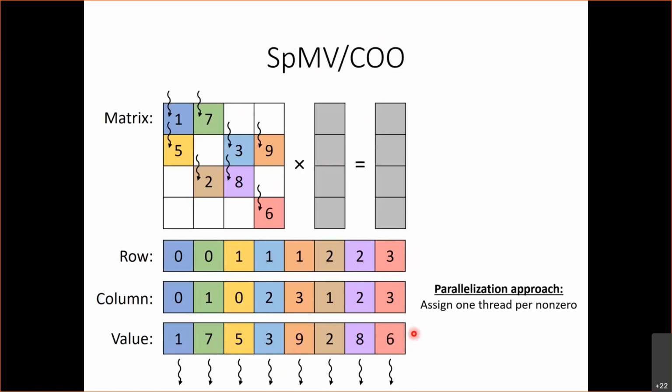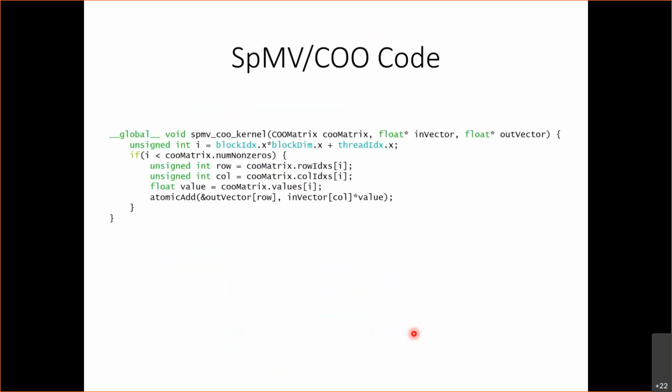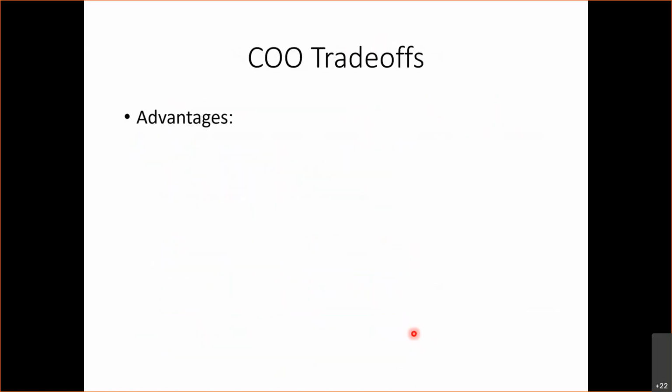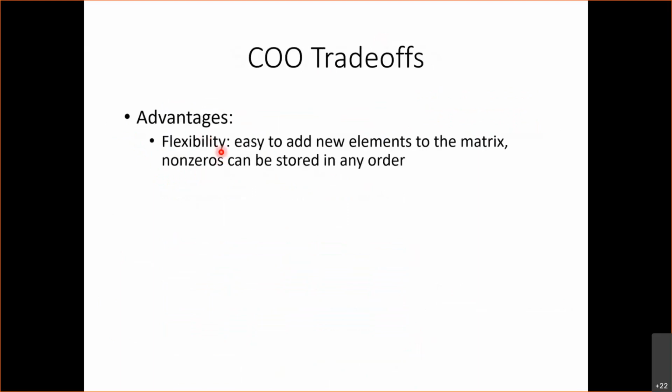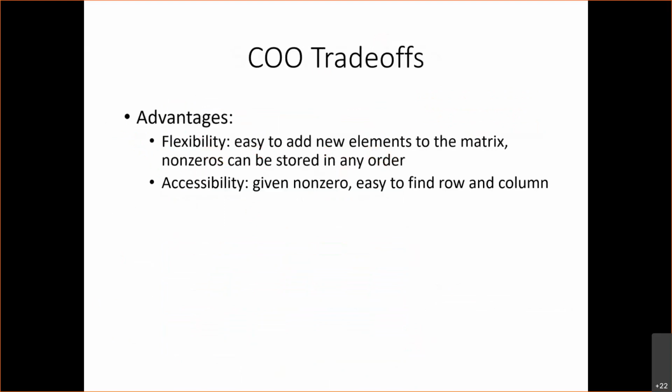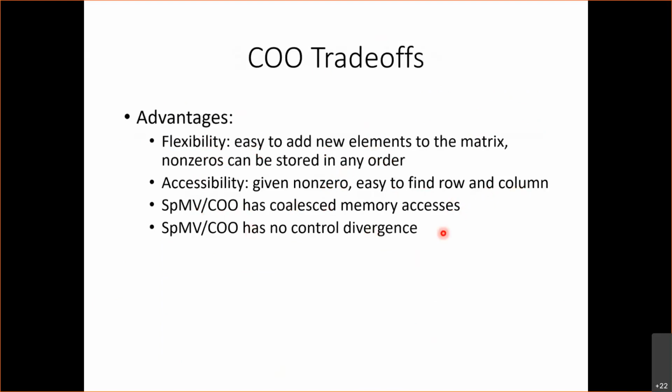So if we talk about the advantages of COO, it has good flexibility because we can easily add new elements, and the non-zeros can be stored in any order. In terms of accessibility, given a non-zero, it makes it easy for us to find the row and the column. This allows us to easily parallelize across non-zeros. We also see that SpMV COO has coalesced memory accesses to the matrix, and it does not have control divergence.